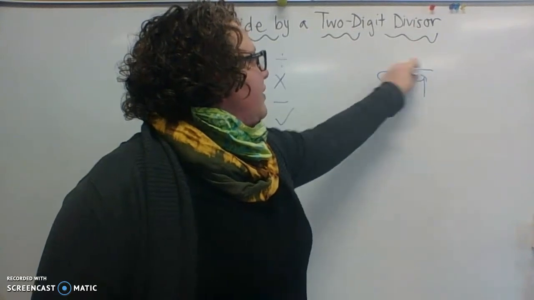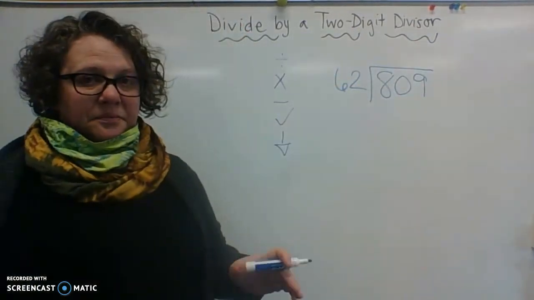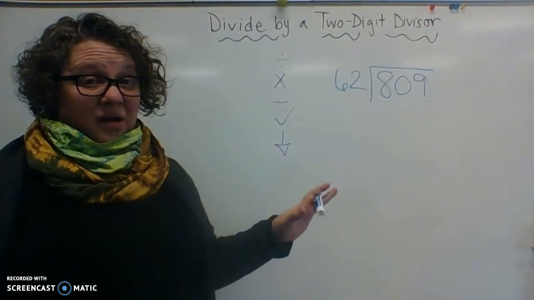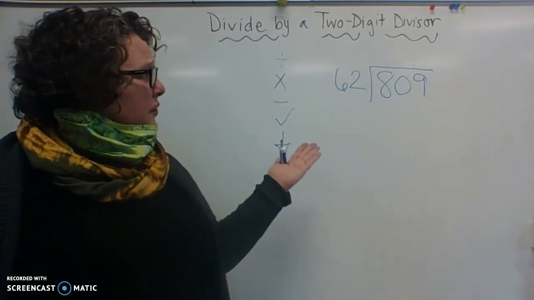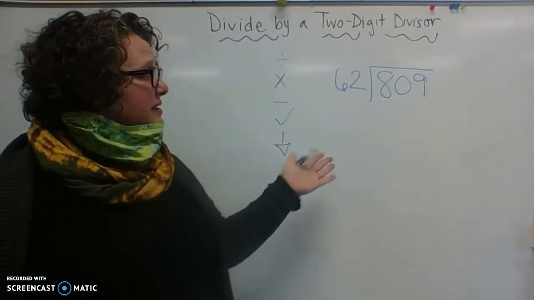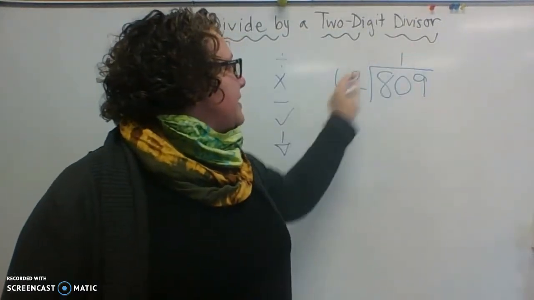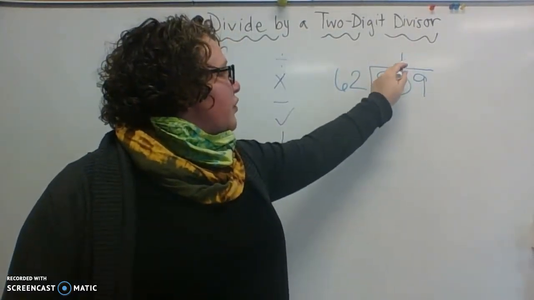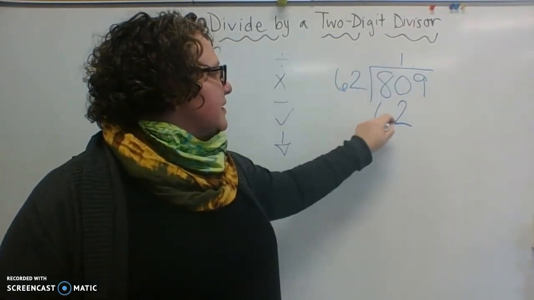809 divided by 62. Okay. So 62 cannot go into 8, but it can go into 80. And if I were to multiply it by 2, it would be 120. So it's only going to go into 80 one time. So 1 times, here's where I can do this. 1 times 2 is 2. And then 1 times 6 is 6.